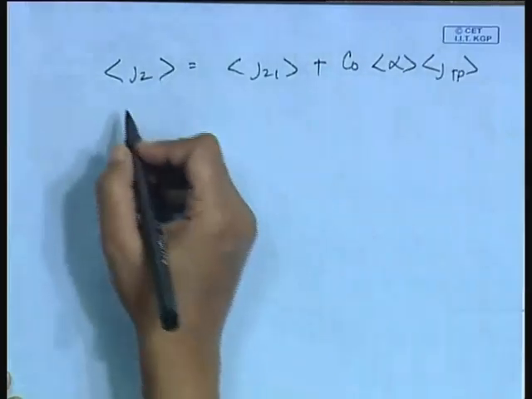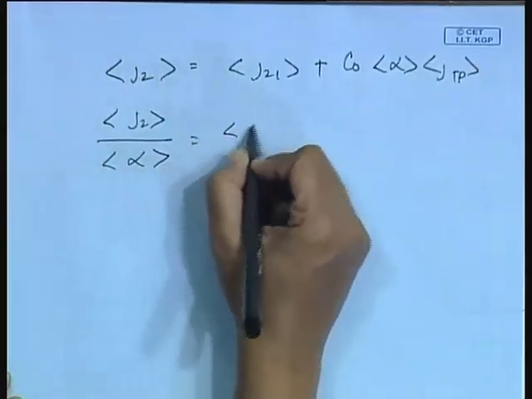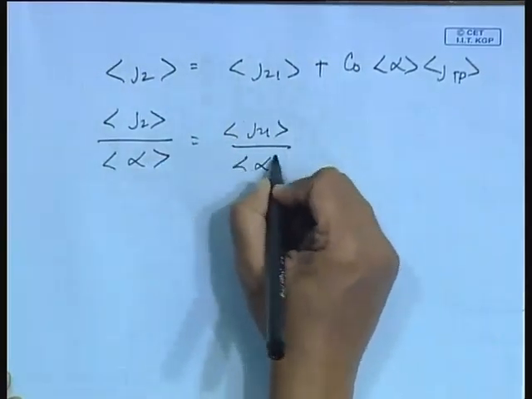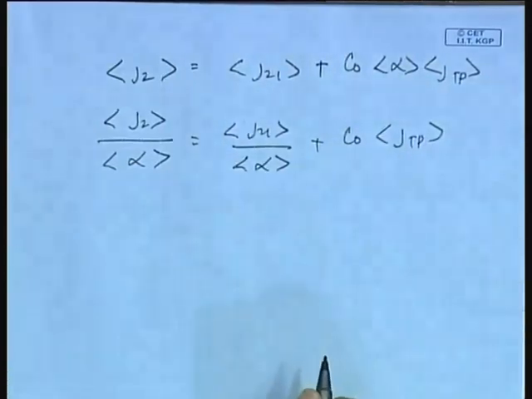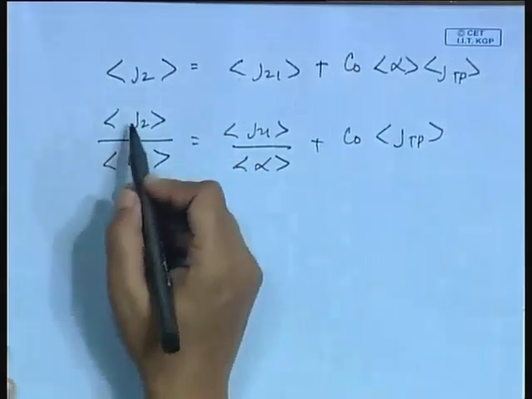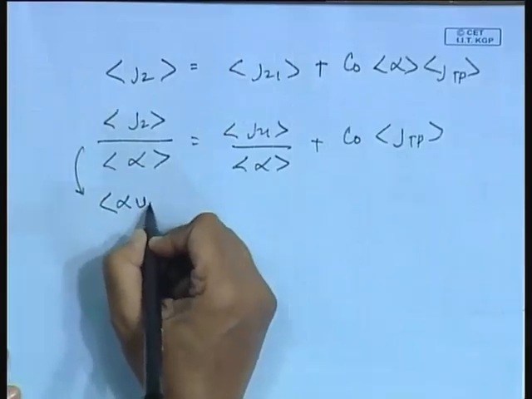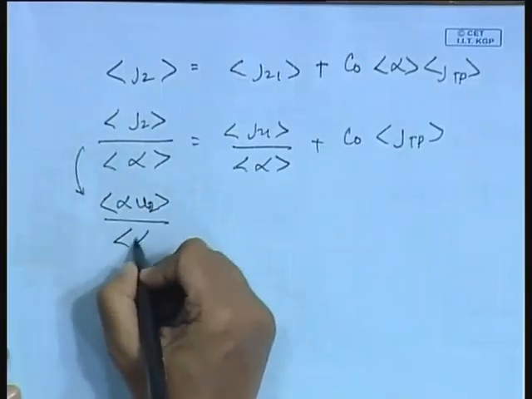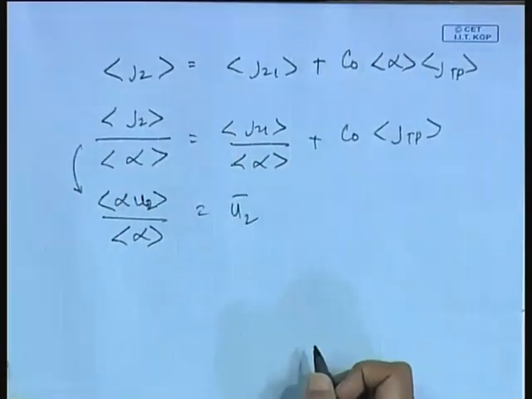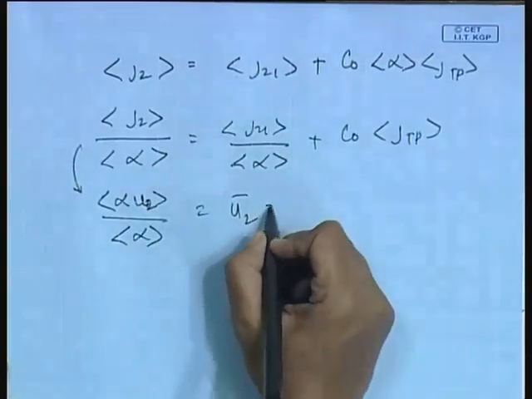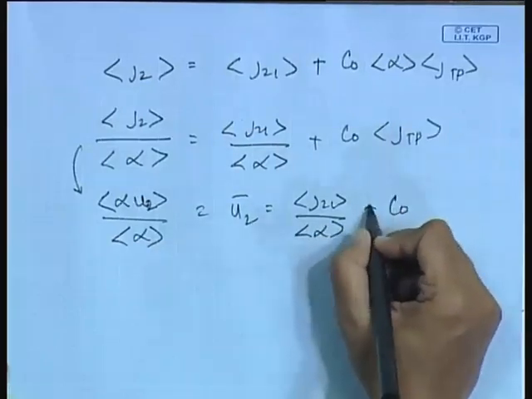Usually dividing throughout by alpha, what do we get? We get something of this sort, where we know this particular term, what is this? This is nothing but alpha U2 by alpha, which is nothing but U2 bar, the weighted mean velocity as I have already defined. And so, therefore, U2 bar equals J21 by alpha plus C0.